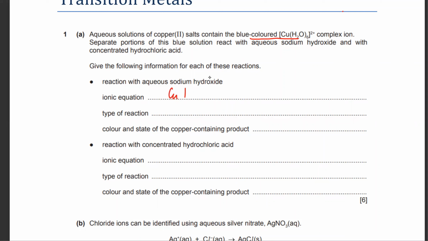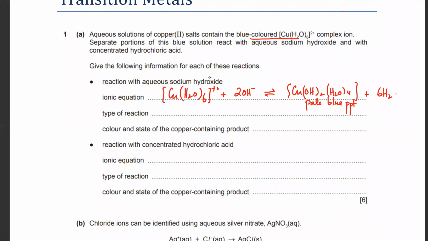So what happens is, remember we wrote down this reaction, copper with 6 water molecules. It has a charge of +2. So when you have 2 OH ions coming in from NaOH, there's going to be a Ligand exchange where a precipitate of copper hydroxide would be produced with 4 water molecules. And this is going to be your pale blue precipitate. So it's going to be a pale blue precipitate, and 4 water molecules are going to get knocked out.